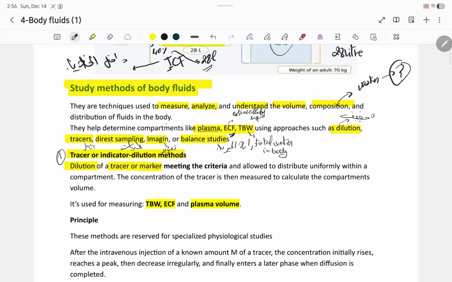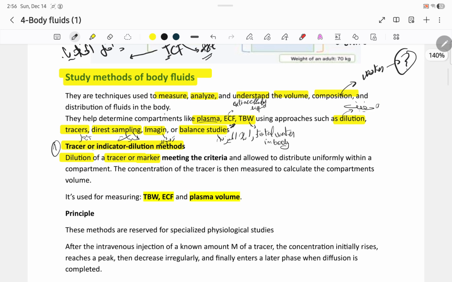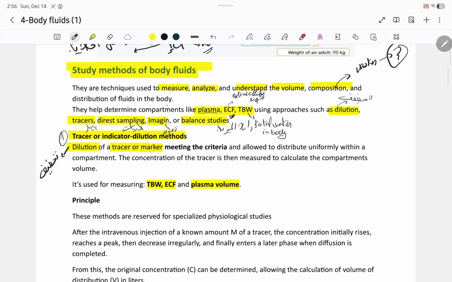Okay, these methods are not that important, so you're just going to focus on the tracer or indicator dilution method. We have a lot of methods, but here in our course we're just going to see this one: the dilution method, or in Arabic, I'm going to write it here. This is a physical method, dilution with a tracer or marker, meeting the criteria and allowed to distribute uniformly within a compartment. So we're going to have a compartment here, and here we have a tracer.